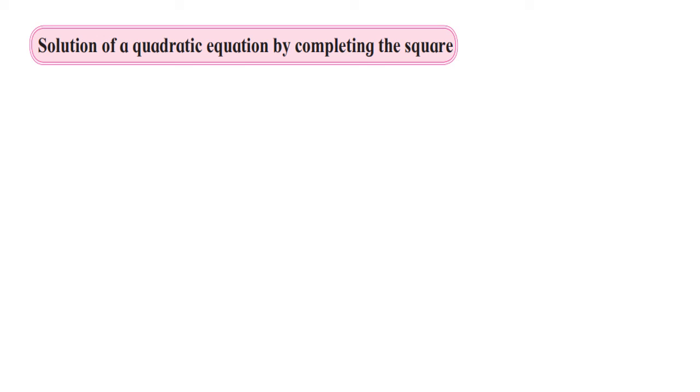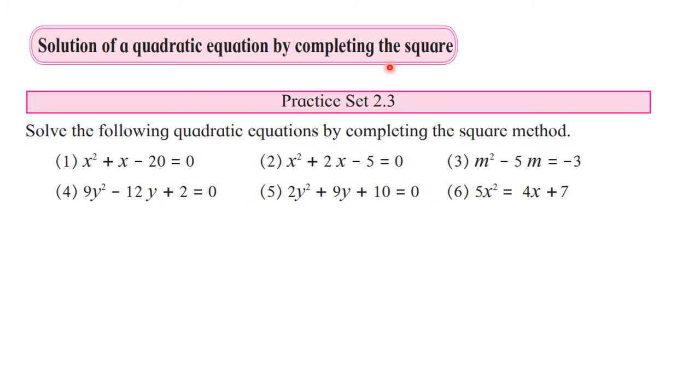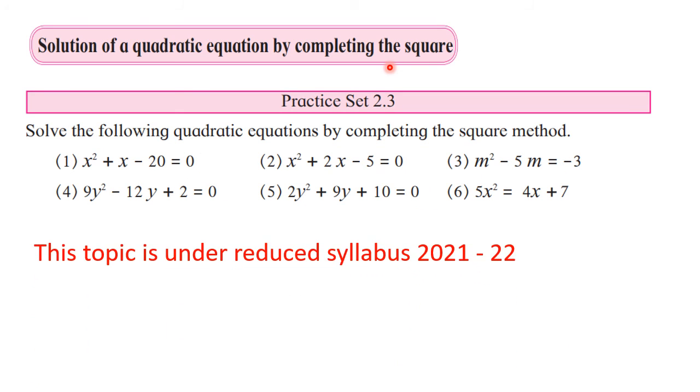The next is solution of a quadratic equation by completing the square, but this is under the reduced syllabus. That is why practice set 2.3 is completely omitted. Take a note of this. It is not there for the exam. Now let's go ahead.